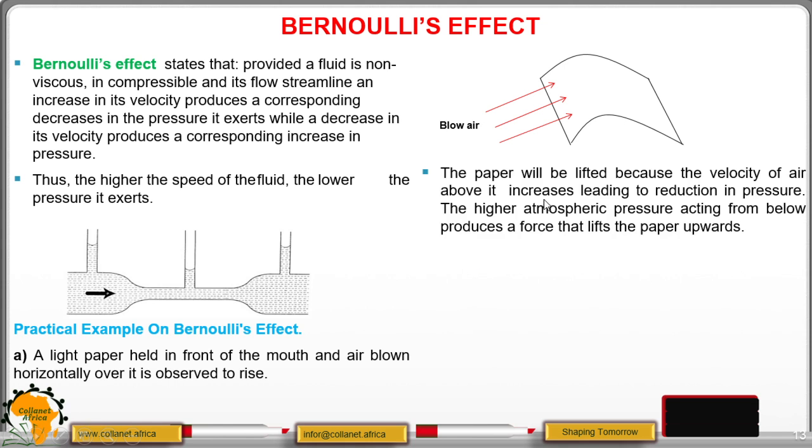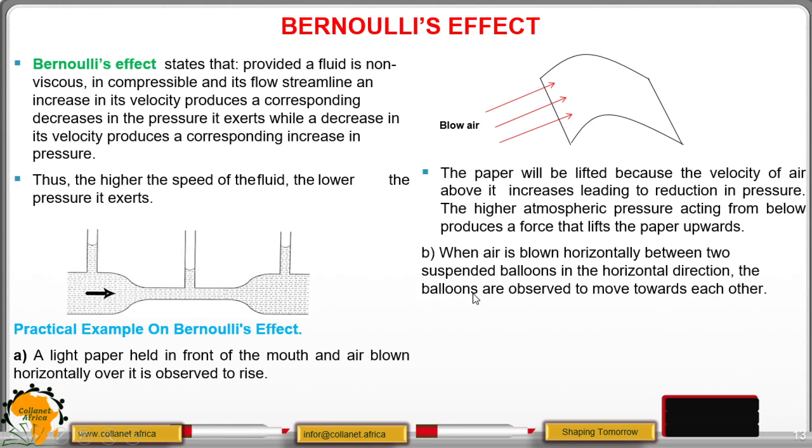Why? The paper will be lifted because the velocity of air above it, which is this region, leads to a reduction in pressure. So pressure will reduce when you increase the velocity of air over this paper. The high atmospheric pressure acting from below, on the lower side of this paper, will produce the lift, and therefore the paper will be lifted. That is the first practical example.